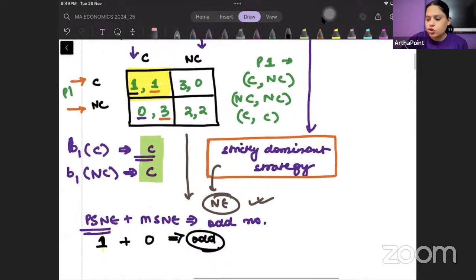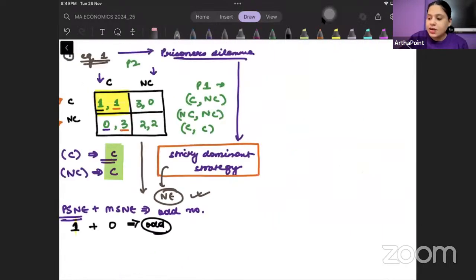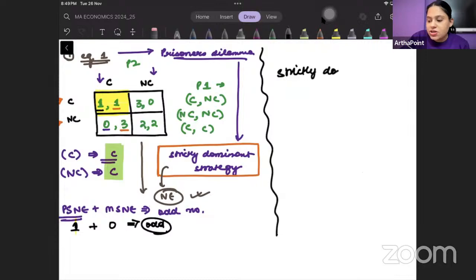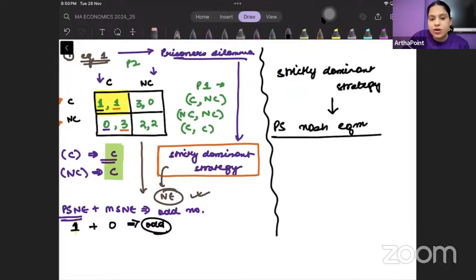So what are the conclusions I can draw from this game? The conclusion I can draw from this game is that whenever I have a strictly dominant strategy, that goes ahead and becomes the Nash equilibrium. It is a pure strategy Nash equilibrium. And in that case, I have no mixed strategy Nash equilibrium.